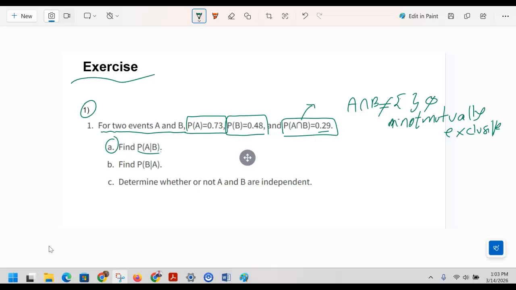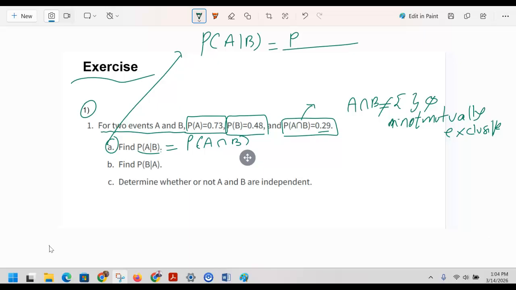Now, by formula, what is the probability of A when B occurred? This is conditional probability. Let me write it right here, that would be easier. A when B occurred is the probability of A and B both occurring divided by the probability of B. Then you work this out.